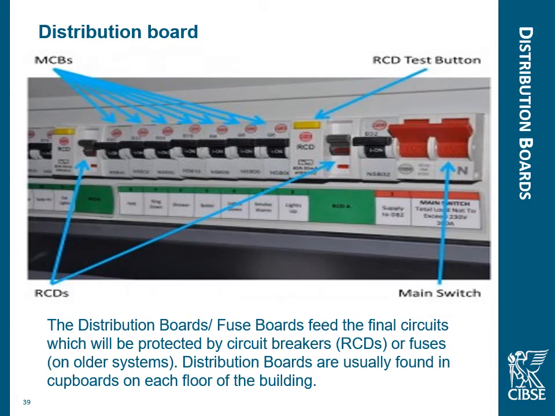Now on the more domestic style ones, as we can see there, still work on the same fashion. The main switch switches everything off, and then we've got the individual circuit breakers. These switch off individual circuits, and these are all protected by something called an RCD, a residual current device, and this is there to protect people against electric shocks.